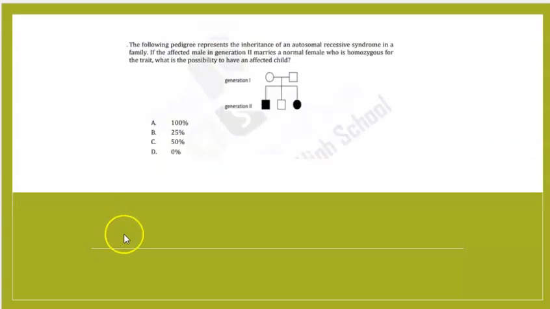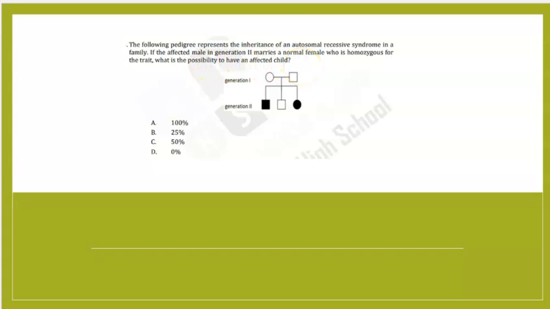Now coming to the next one, they have given you here that it's an autosomal recessive disease again. Now they say if the affected male in generation 2, meaning this person, marries a normal female who is homozygous for the trait, what is the possibility to have an affected child?